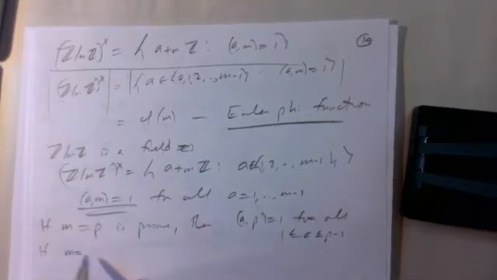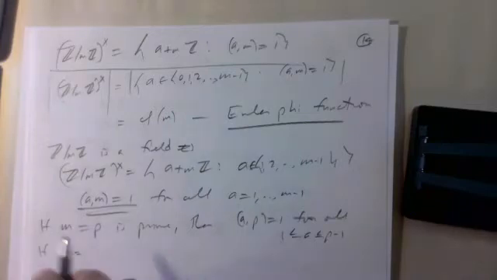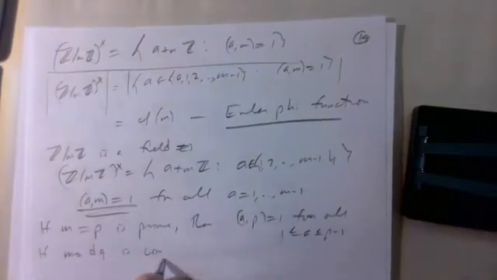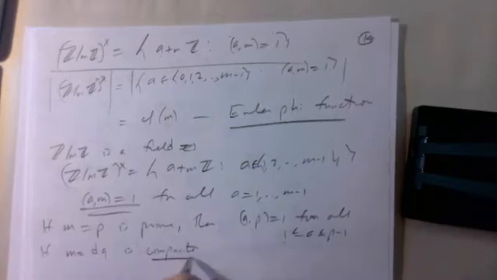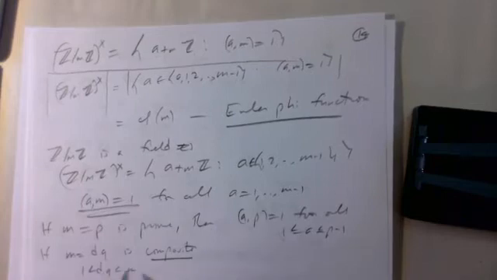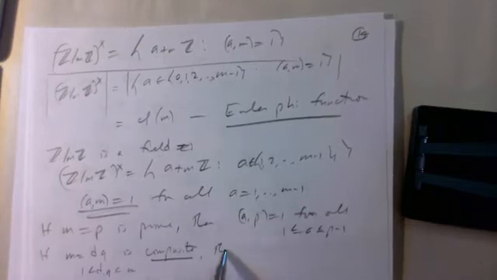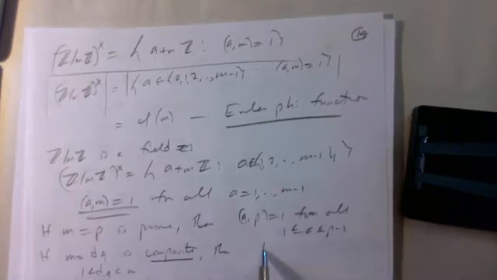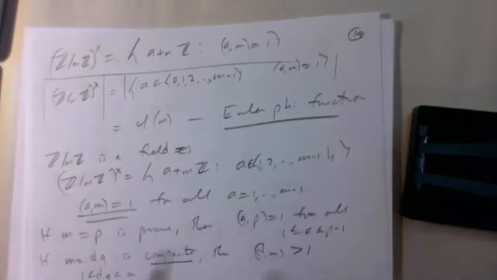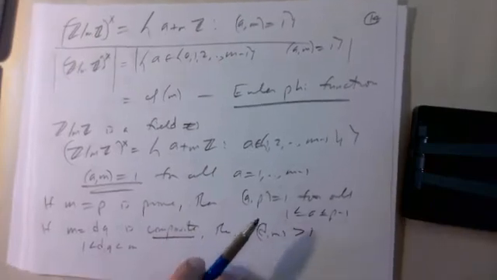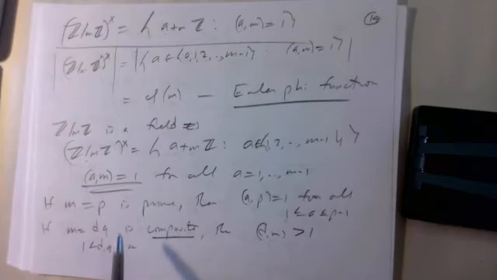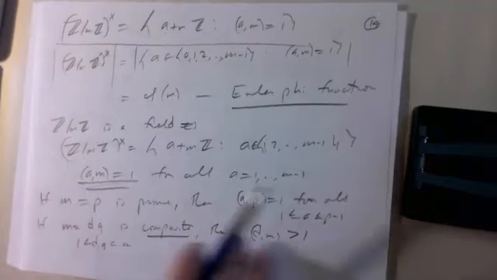But if M is composite, so D and Q are both strictly between 1 and M, these are proper divisors, then the greatest common divisor of D and M is bigger than 1. So there's at least one congruence class in Z mod MZ which is non-zero and not a unit.